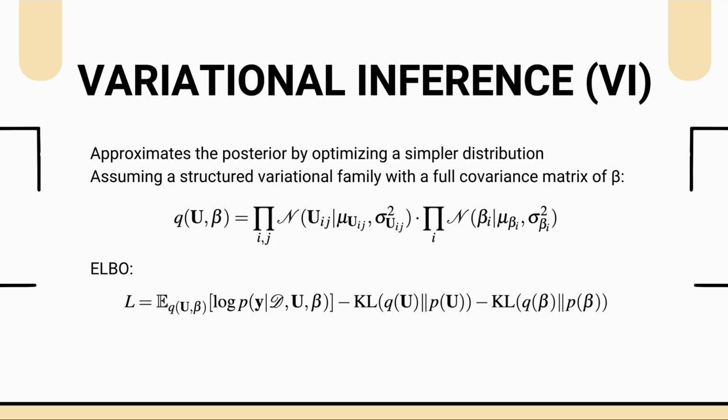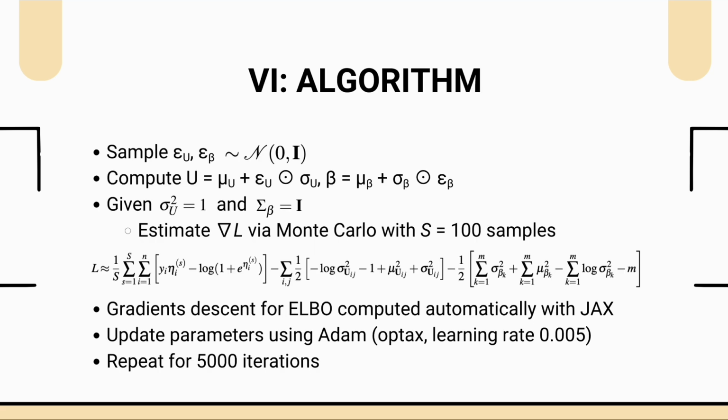Next, we have variational inference, or VI, which approximates the posterior by optimizing a simpler distribution. We use a mean-field variational family, parameterized by means and variances. The goal is to maximize the evidence lower bound, or ELBO, which balances the expected log likelihood and KL divergence between the variational and prior distributions. Using the reparameterization trick, we sample U and beta to estimate the ELBO with 100 Monte Carlo samples.